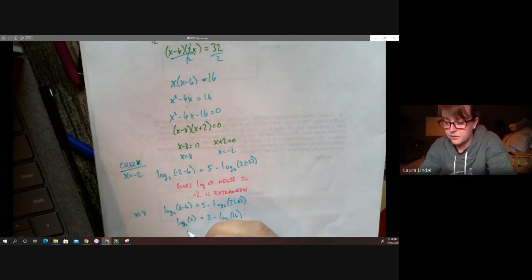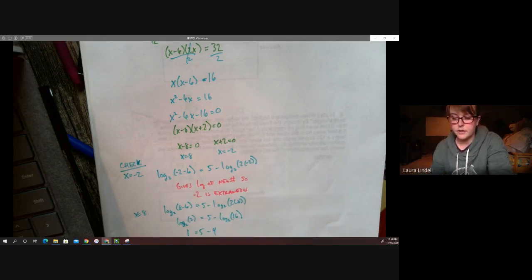But log base 2 of 2 is 1, and log base 2 of 16 is 4. So 5 minus 4 is 1. 1 equals 1. We're good to go. So x equals 8 is our only solution.